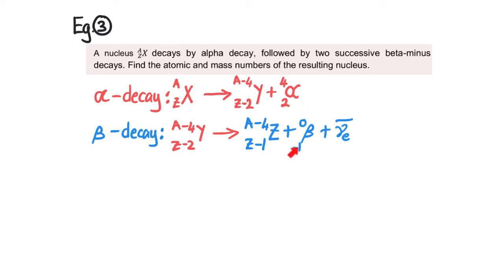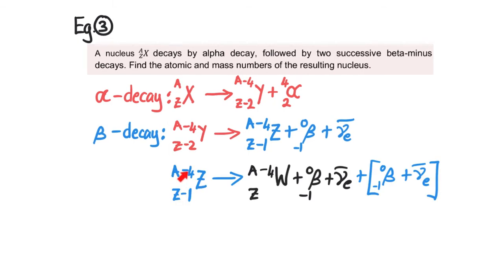The beta particle has a 0 mass number and a negative 1 charge, and then, as has been mentioned already, there's the anti-electron neutrino, and so that's the first beta decay. Now this daughter nucleus is now going to become the parent nucleus for the next beta decay. So A minus 4, Z minus 1. Once again, the mass number stays the same, but the atomic number goes up by 1. So Z minus 1 plus 1 gives us Z.